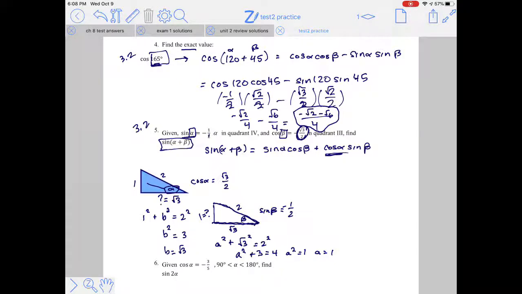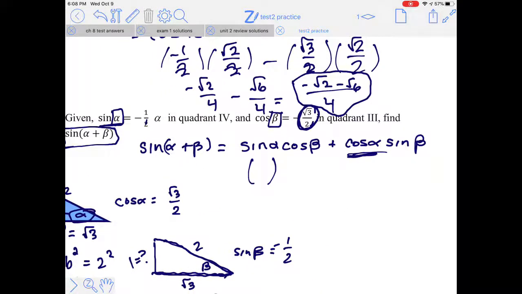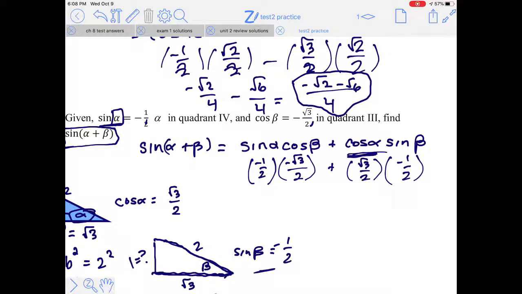Remind me what sine alpha is. Sine alpha was given to us at the beginning of the problem. It was right here. Sine alpha is negative 1/2. So I can replace sine alpha with negative 1/2. Cosine beta is positive square root 3 over 2, that was also given to us here at the beginning of the problem. Negative root 3 over 2. And then cosine alpha we had to figure out. Positive root 3 over 2. And sine beta, we figured out here, sine beta was negative 1/2.